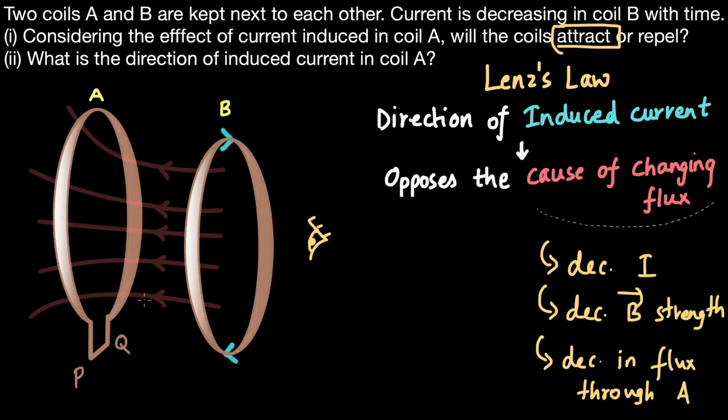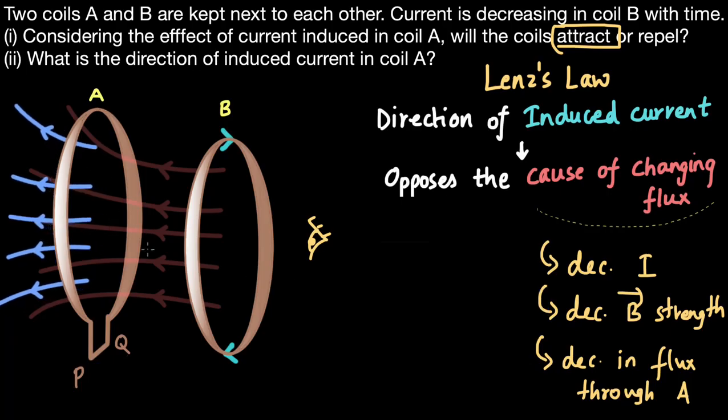So what it does is it tries to support this existing flux. So it creates a magnetic field which is in the same direction. And that magnetic field looks like this. It is in the same direction. It tries to support the existing flux. Now for the magnetic field lines to move in the direction that is shown, let's move the field lines slightly to the left so that we can see the arrows clearly.